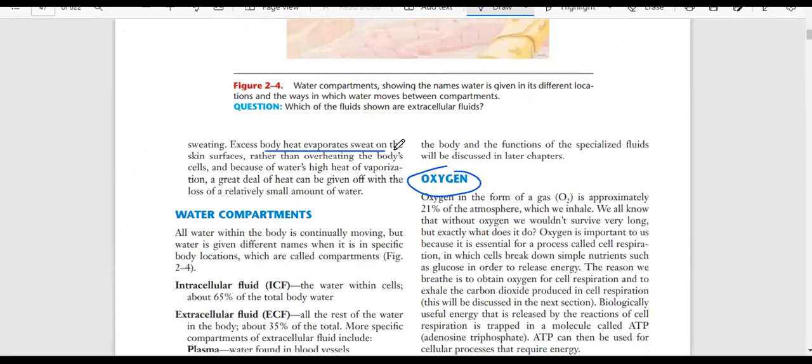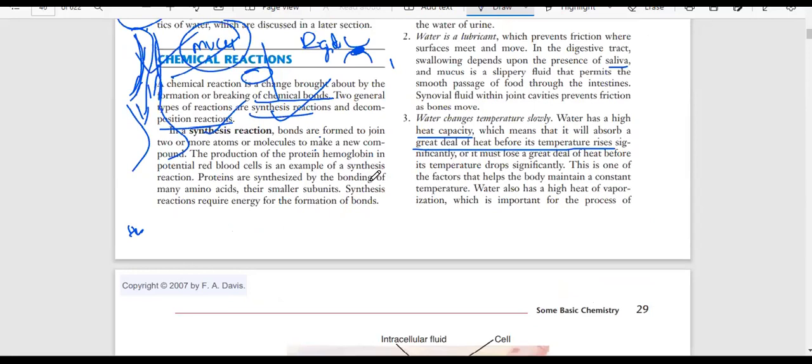Excess body heat evaporates sweat on the skin surface rather than overheating the body cells. And because of water's high heat of vaporization, a great deal of heat can be given off with the loss of a relatively small amount of water. Means water will change the temperature. It will gain the temperature, it will lose the temperature. Gaining temperature happens in winter season, losing temperature happens in summer season.